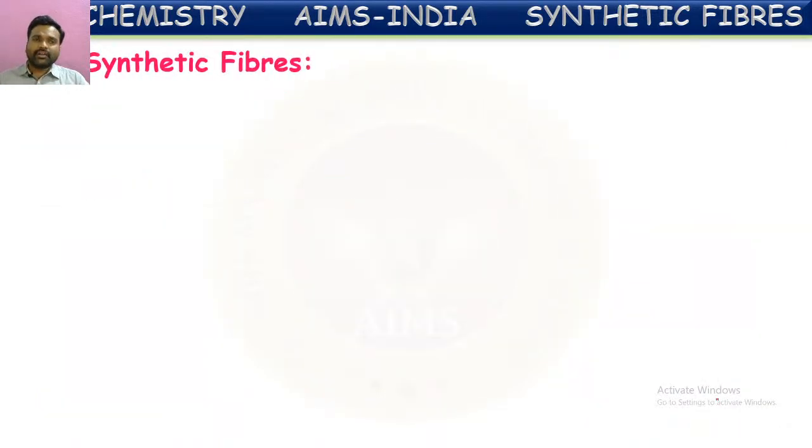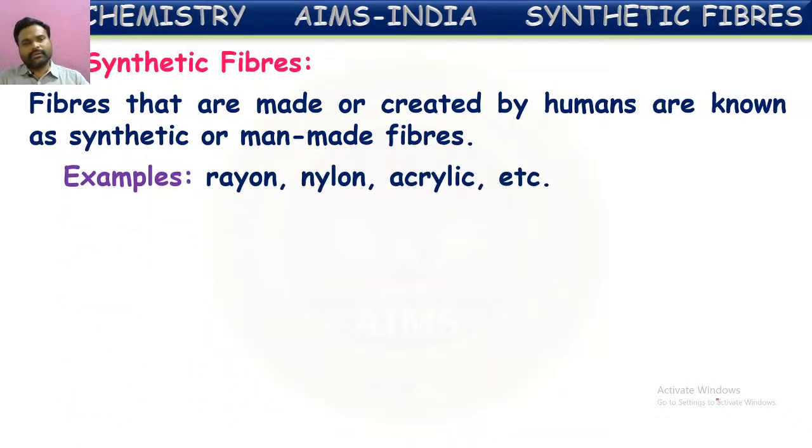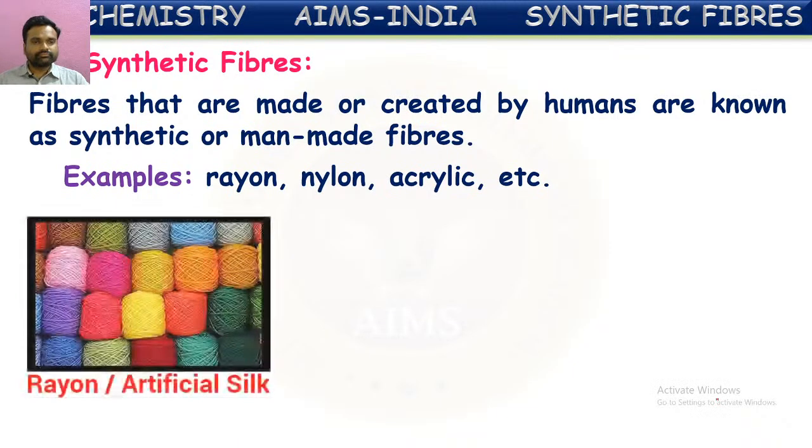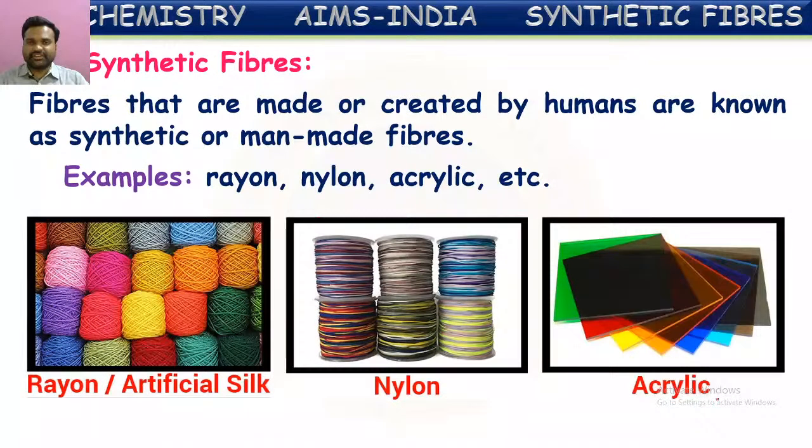Next, about artificial fibers or synthetic fibers. Fibers that are made or created by humans are known as synthetic fibers or man-made fibers. These are not naturally occurring. These are made by human beings in the laboratory by using chemicals. That is why they are called man-made fibers or synthetic fibers. For example, rayon, nylon, acrylic, polyester come under synthetic or man-made fibers. These are all prepared in the laboratory by humans. See here, rayon, nylon, acrylic are examples of synthetic fibers.